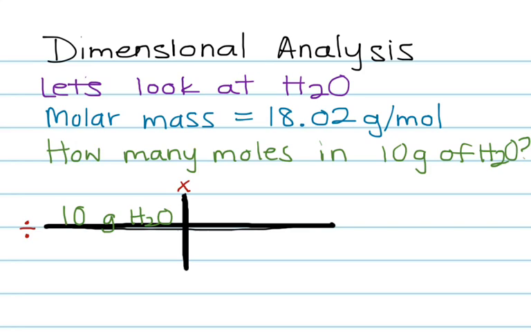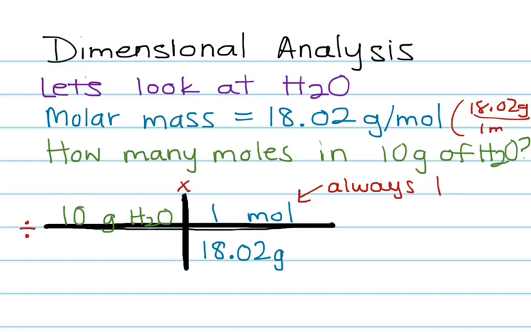So that was our weight, and now we need to put in our molar mass, which is 18.02 grams in 1 mole. Now the reason the number is 1 mole is because if we look back up there at 18.02 grams per mole, it's always going to be 1, because 18.02 grams are in 1 mole. So in 1 mole, there's 18.02 grams.